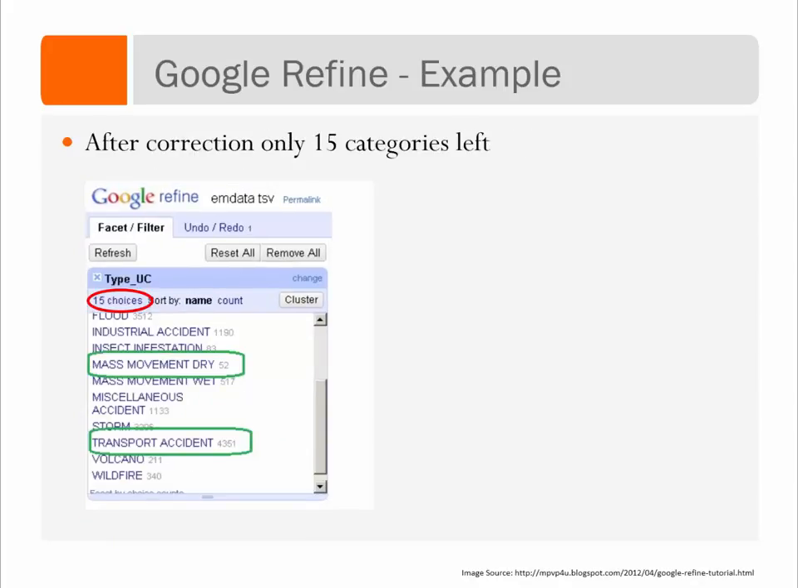And here we've done that. After we've corrected those two, we'll see that the types have gone down to 15 versus 18. So we have those 15 categories, and we'll see that the quantity has increased on mass movement dry and transport accident.